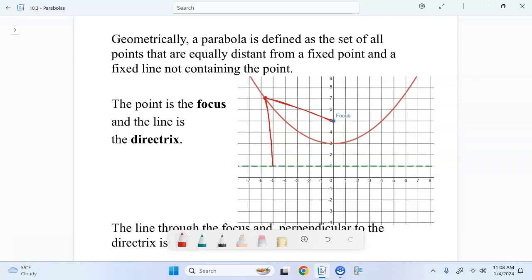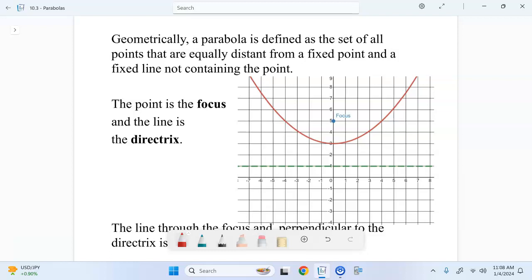Okay, every single point on that curve. And that's our formal definition of a parabola. If it meets that criteria, then it is classified as a parabola. So every single point will be equidistant from the focus as it is from the directrix. Okay? So there's some interesting features that we have with the focus and the directrix with the parabola.